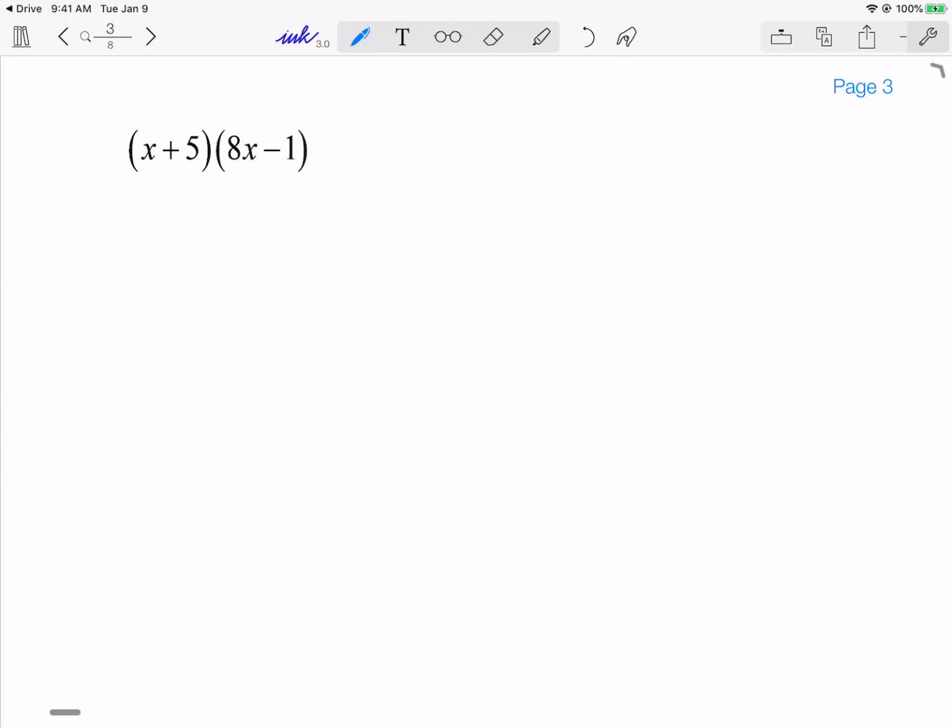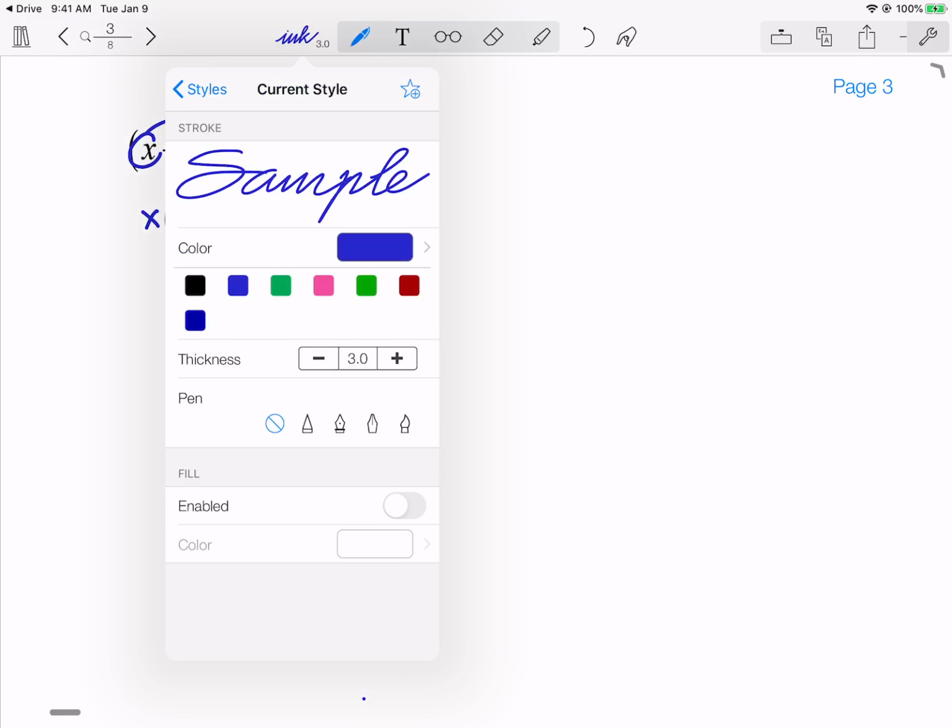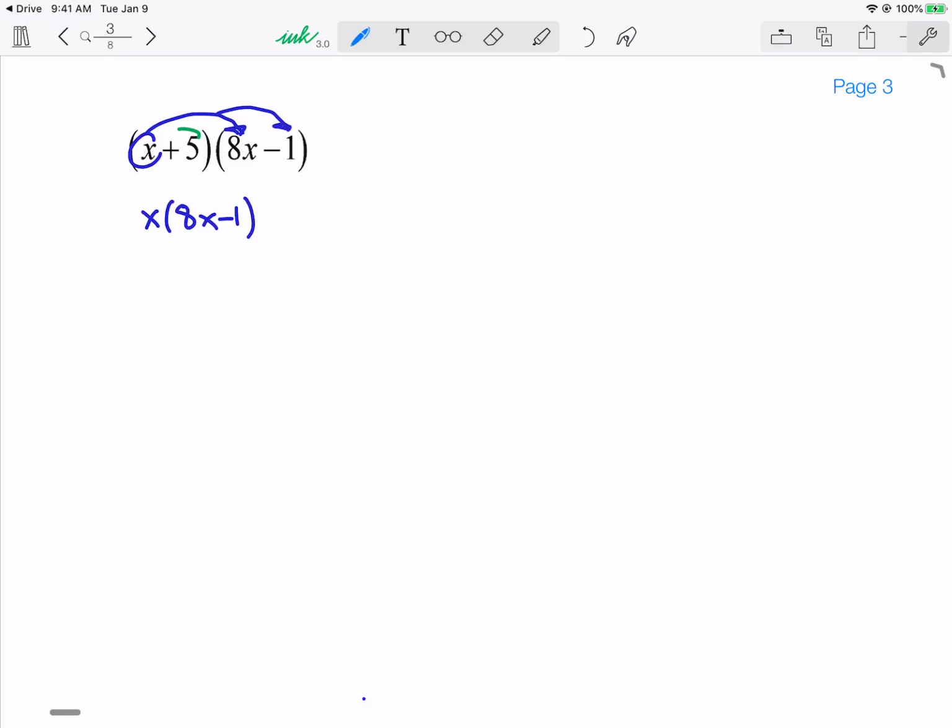So then when things get a little more interesting, I have polynomials with more than one term being multiplied by one another. In this case, I have a binomial times a binomial, two polynomials with two terms each. So what I have to do is the x from the first term needs to be distributed to both things. So I'm going to do that first. So I'm going to do x times 8x minus 1. And then I need to distribute the positive 5 to each of these two terms. So I'm going to do plus 5 times 8x minus 1. Notice the plus had to go with the 5.